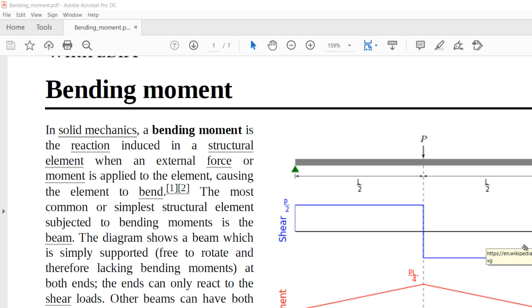So in this case, if I have a structure and an external force or moment is acting on the structure, and the force is trying to bend the structure or the element, then the reaction which is developed inside the structure, due to Newton's third law of motion, that reaction force causes the moment that is called a bending moment.